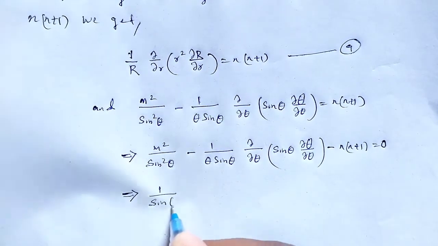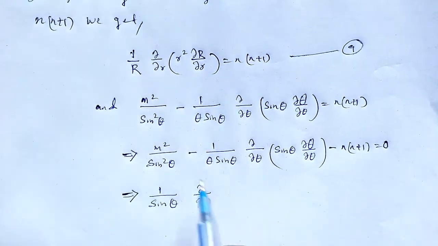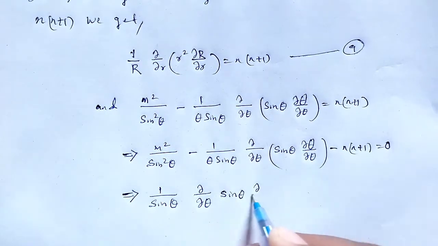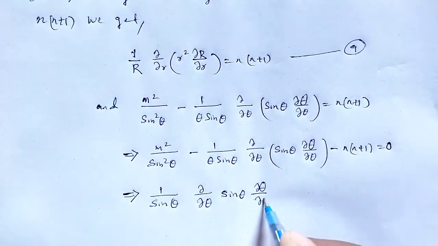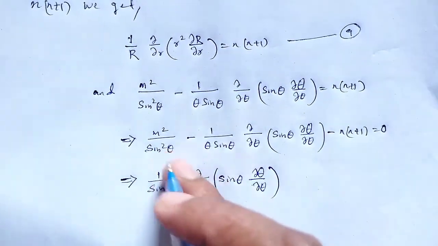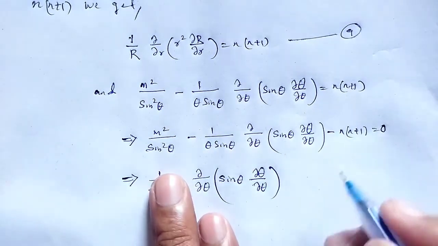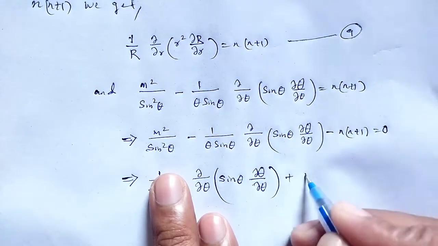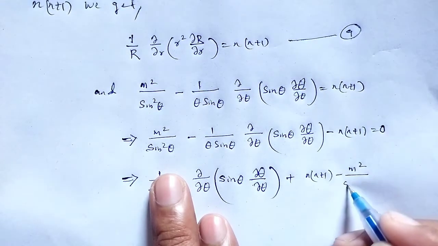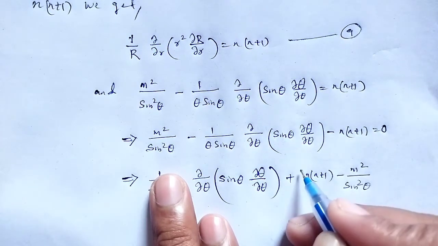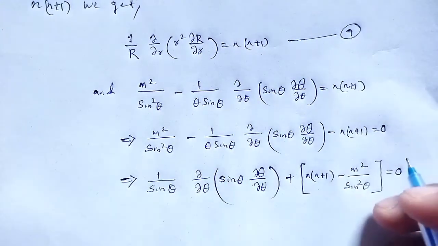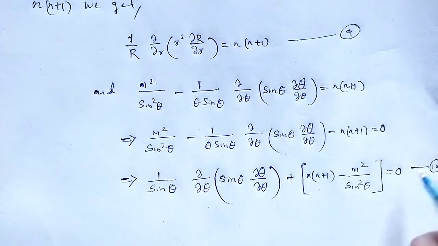by sin theta del by del theta of sin theta del theta by del theta, we write these two terms in that form. There will be no such change. Again equating that term, plus n into n plus 1 minus m square divided by sin square theta. We multiply a negative sign on both sides. That is equation number 10 here.